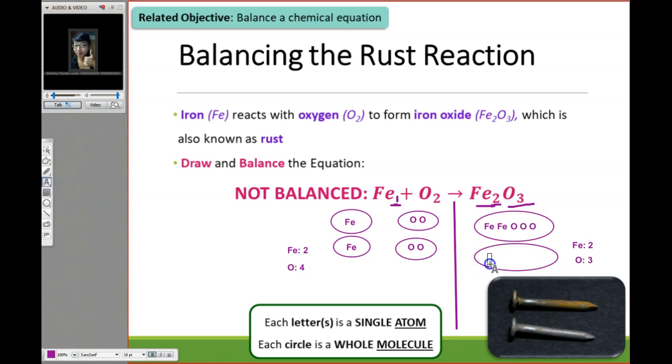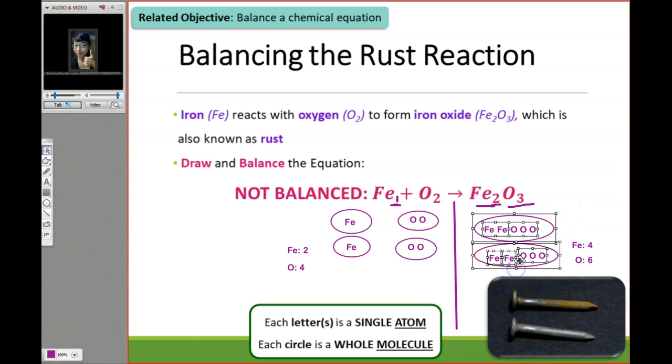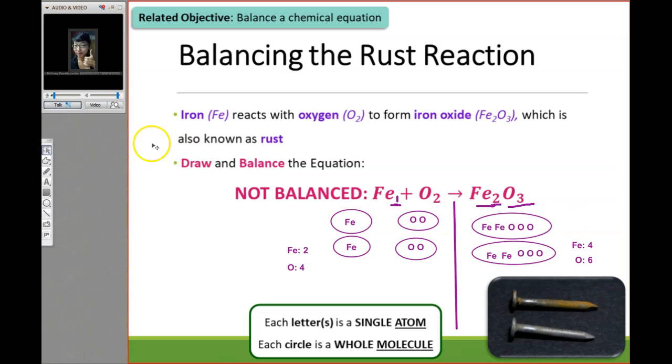So let me go ahead over here. Fe, Fe, O, O, O. So now on the right, it looks like I have 4 irons and I have 6 oxygens. Are we balanced? No, oh my gosh, how are we not yet balanced? This is crazy. So remember that this one is kind of a harder one to balance because you have to go back and forth a couple times, but that's okay.